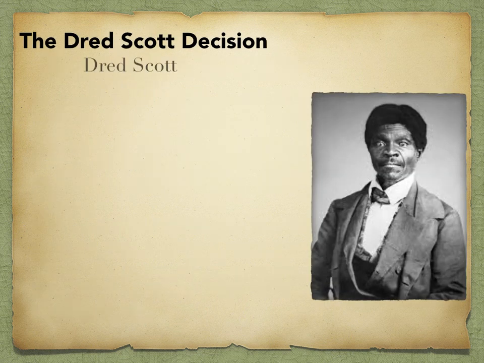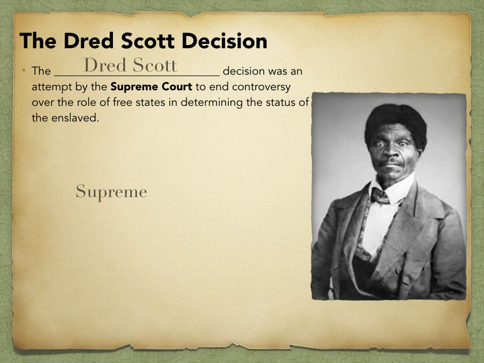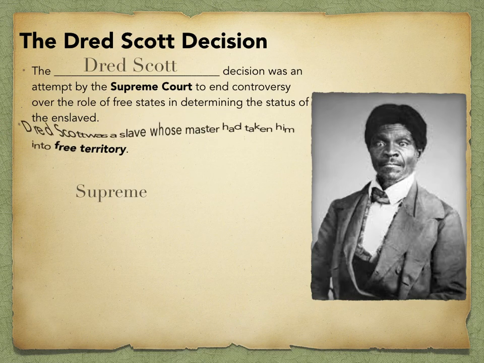Now, you see this picture of this man on the side. Dred Scott, we've talked briefly about him. But the Dred Scott decision was an attempt by the Supreme Court to end controversy over the role of free states in determining the status of the enslaved. So Dred Scott was a man who actually got moved to a free state by his master. His master died, so he sued for his freedom because he was in a free state.